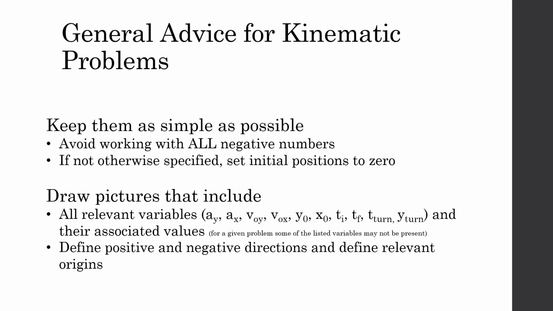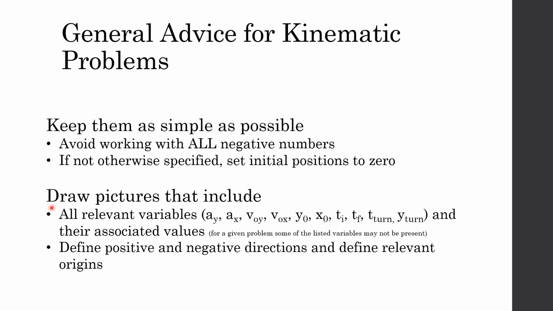All right, so the purpose of this slide is just to give you some general advice for how to best set up your kinematics problems. The first bit of advice is to keep them as simple as possible. So avoid working with all negative numbers, okay? And if not otherwise specified, set initial positions to 0. I realize that it might be a little confusing just seeing this as words, but I'm going to go over this in the slides when we're doing the pre-lab practice problems and the examples. So this should become pretty clear.